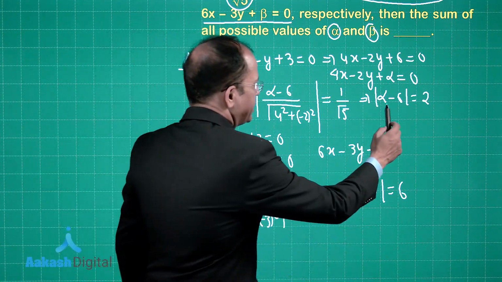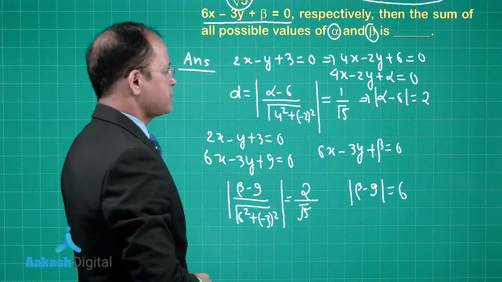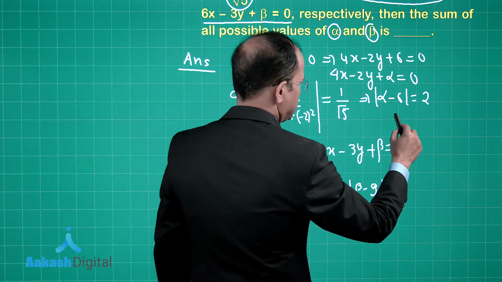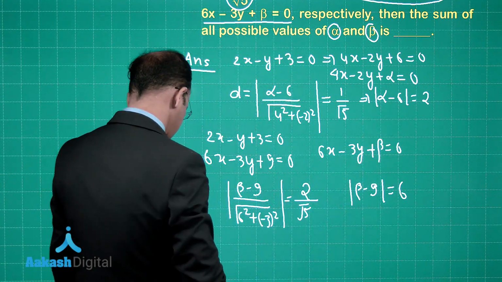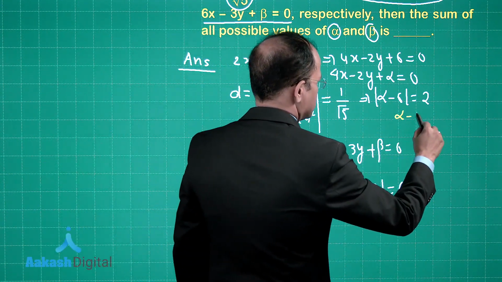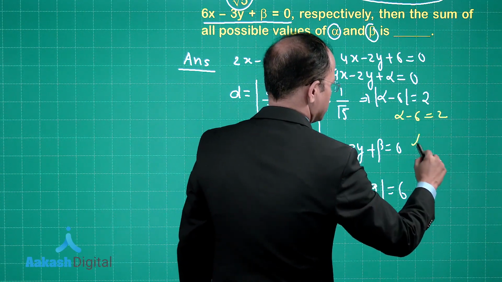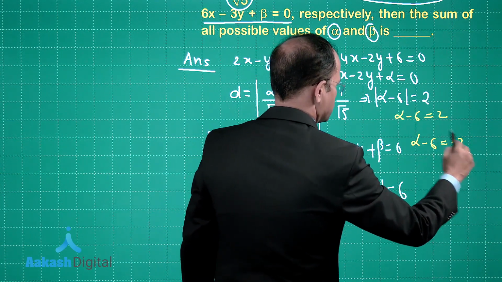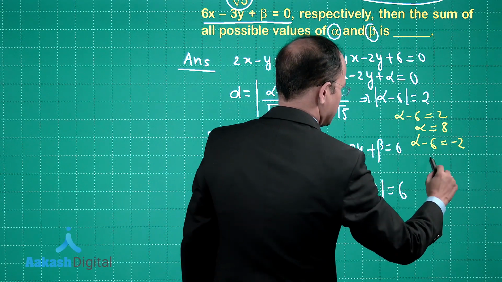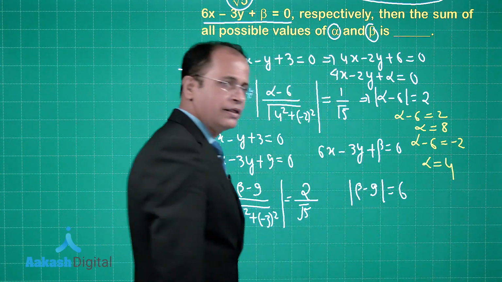So we have alpha minus 6 is equal to 2. So we can just take these two values here. Just have a look at this part. We have alpha minus 6 is equal to 2. This is one part. Then we have alpha minus 6 is equal to minus 2. So alpha is equal to 8, then alpha is equal to 4, right?